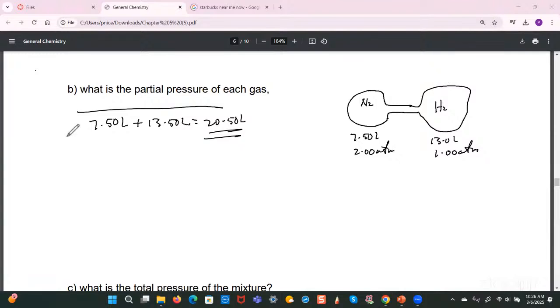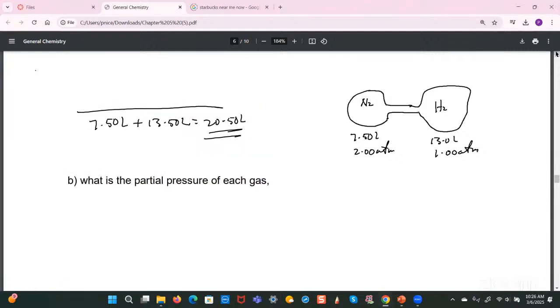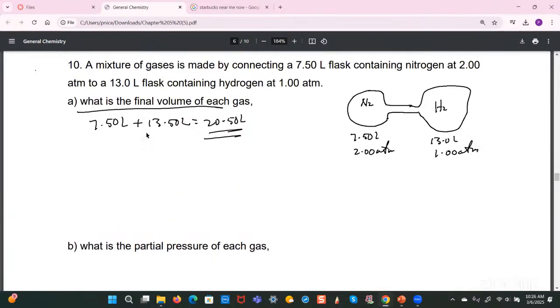In your addition, it should be 13.0. Oh, 13.0. Sorry, okay, thank you. So this should be 13.0. If that's the case, then this would be 20.5, so one decimal place. So this would be 20.5 liters. Thank you. Okay, so.